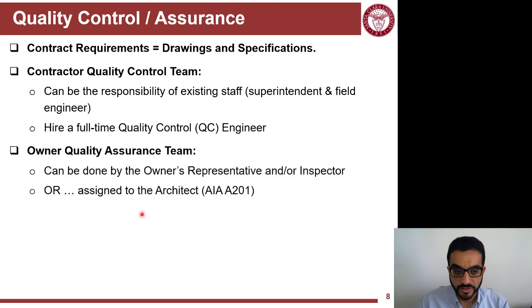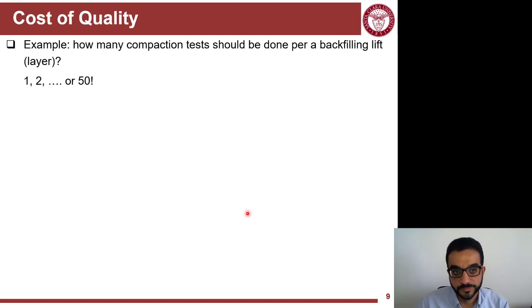On the owner side, it can be done by the owner representative or an inspector. So some owner agencies, especially public agencies, have inspectors or quality control specialists. Or if the owner is just a simple organization, they will assign it to the architect, as done in the design-bid-build AIA contract forms.